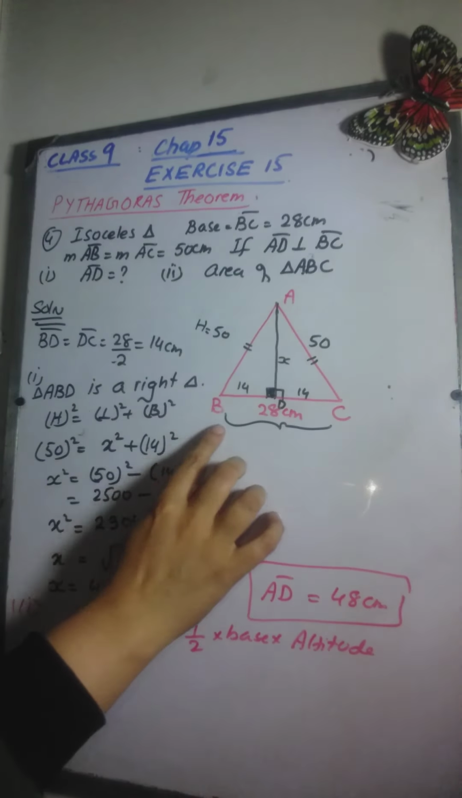So the area of the triangle will be half, base is 28, and its altitude is 48. So calculating these two, we are going to get the answer 672. This will be the area of this triangle, and this completes the solution of question number 4. Now let's move to the next question.